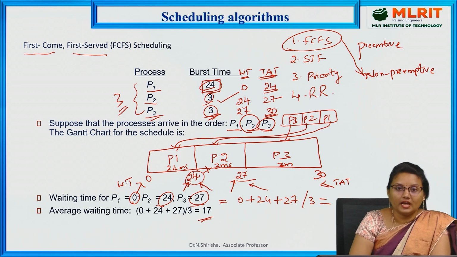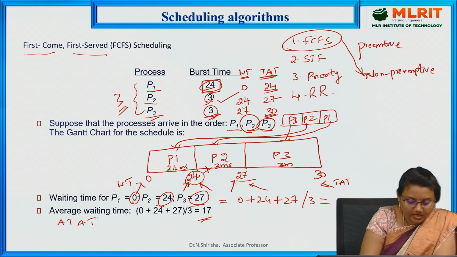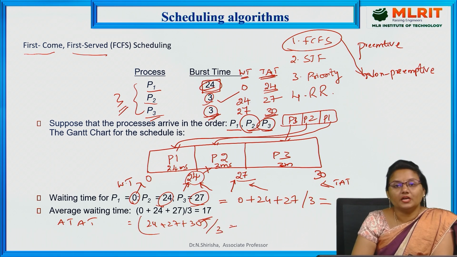Similarly, how do you calculate the average turnaround time? The average turnaround time is equal to 24 plus 27 plus 30 divided by 3.